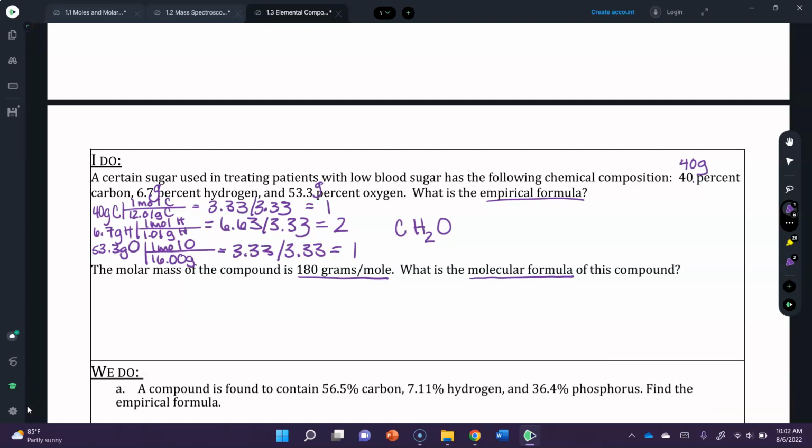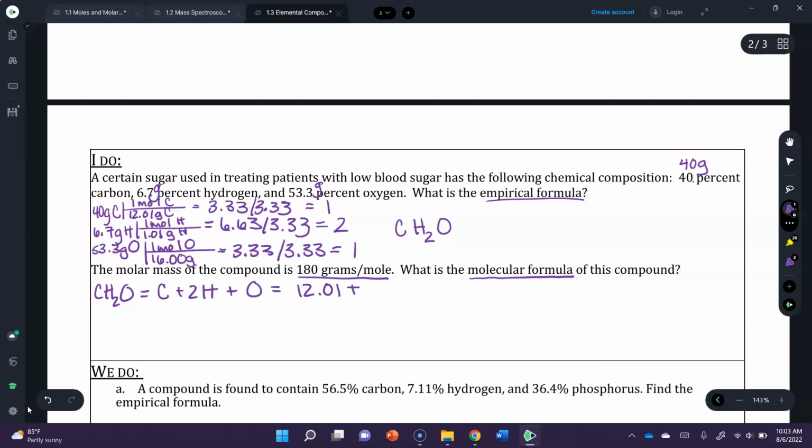So to find the molecular formula, you must be given the molar mass of that molecular formula. You're going to find the ratio between the empirical molar mass and the molecular molar mass. So I need to know the molar mass of the empirical. So CH2O has 1 carbon, 2 hydrogens, and an oxygen. So I'm going to find their molar masses, multiplying by the subscript if I have more than 1. And I'm going to add them together. And for this, you should get 30.03 grams per mole.